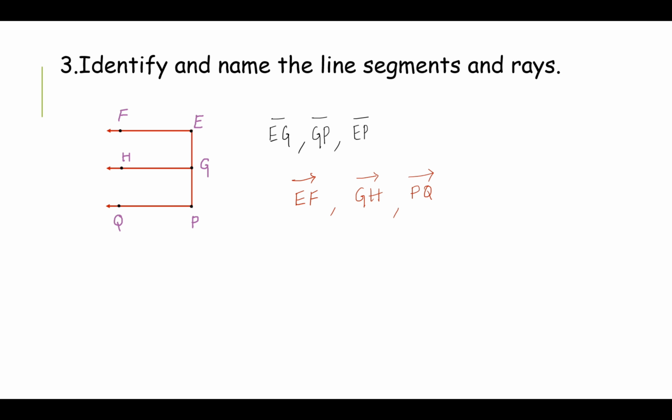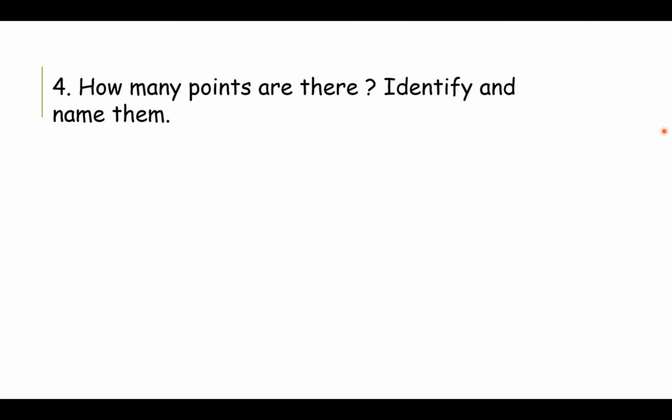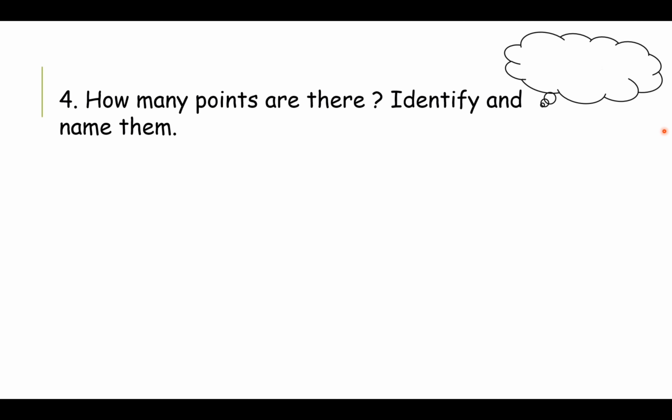So how to identify line segments and rays? If you want to identify line segments, it should have two endpoints. If you want to identify a ray, find out the starting point and check if it extends at the other end. I think you understand how to identify points, line segments and rays in a given figure. So my next question is, how many points are there? Identify and name them. You need to identify points, tell how many points there are, and name them.